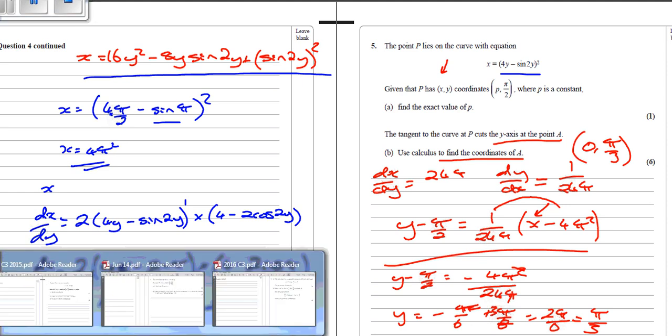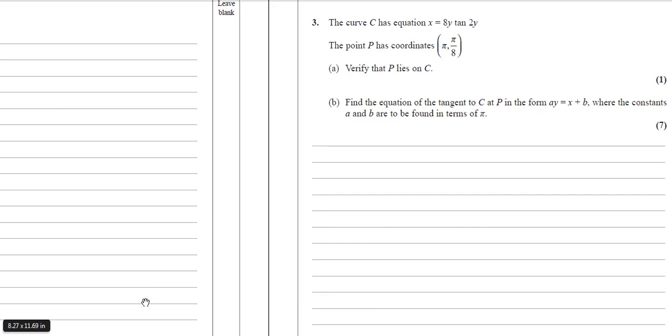So now, the 2014 version of this question. Question 3, so hopefully it should be a little bit easier than the last couple of questions. So to verify that P lies on C, we've got a curve which is x is 8y tan 2y. So what we're going to do is substitute in our value of y, and hopefully that should give us x. So x equals 8 lots of pi over 8 times by tan of 2 times pi over 8.